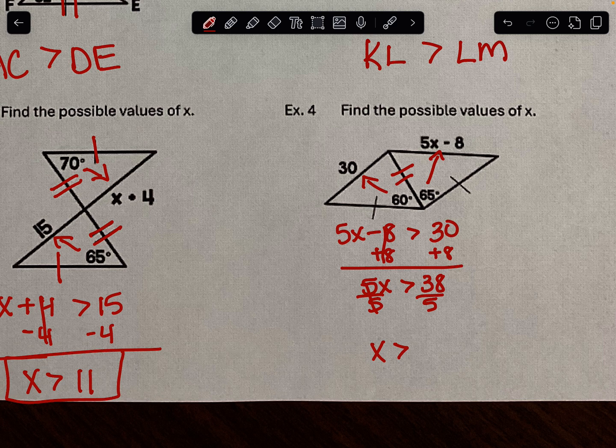Okay, we get x greater than what? 7 point something. I agree. Take a guess. 7.3. Not a bad guess. 7.6. Just double. Okay. All right. Are we okay with this? Yeah. Okay. All right.